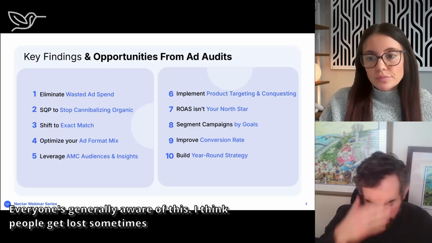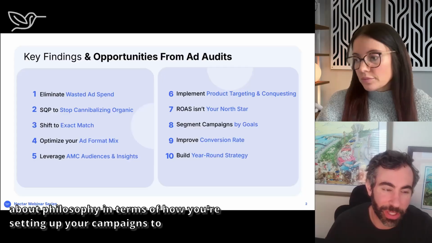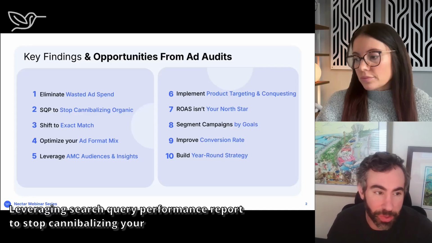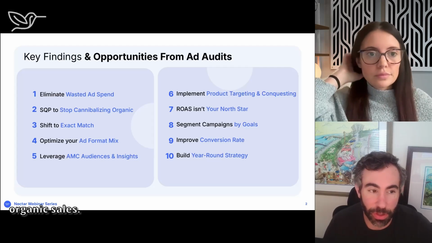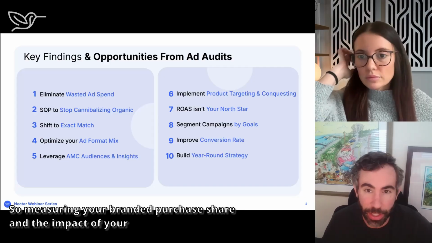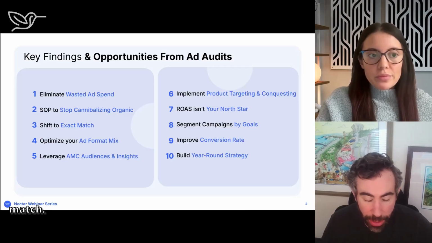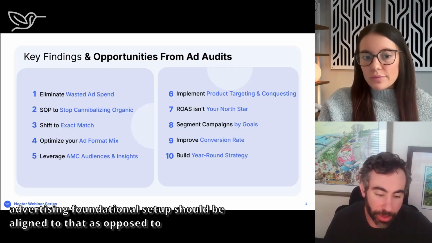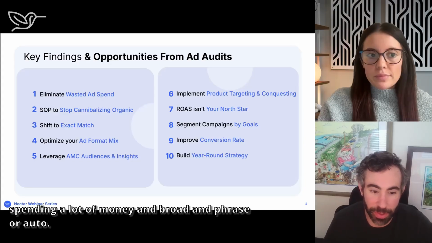I think people get lost sometimes in the nuance, and we're going to get into today that really the biggest miss here is about philosophy in terms of how you're setting up your campaigns to minimize wasted spend in the first place. Leveraging search query performance report to stop cannibalizing your organic sales, so measuring your branded purchase share and the impact of your advertising on your branded purchase share, leading more into exact match. As your account matures, you should know what keywords work, and your advertising foundational setup should be aligned to that, as opposed to spending a lot of money in broad and phrase or auto.